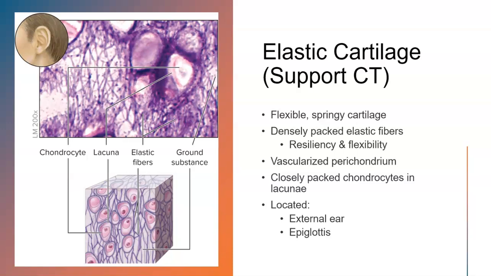You also have this type of cartilage making up your epiglottis, which is a flap-like structure that closes off your airway when you swallow, so that saliva, food, whatever you're eating, doesn't go down in your air passageways. It can only go down the open part of that tube, which is your esophagus.